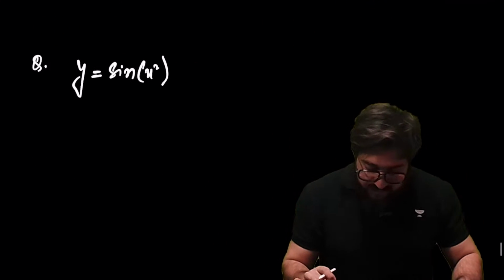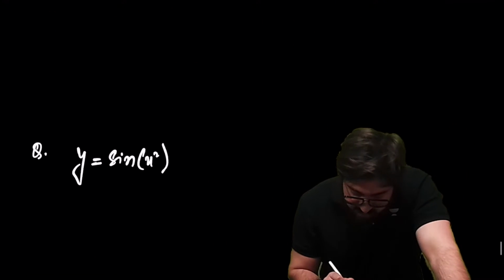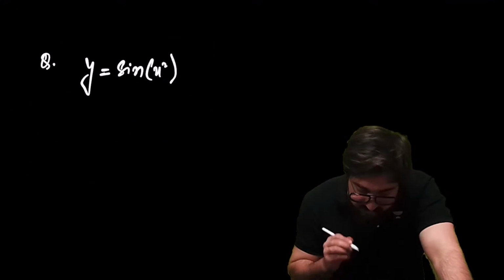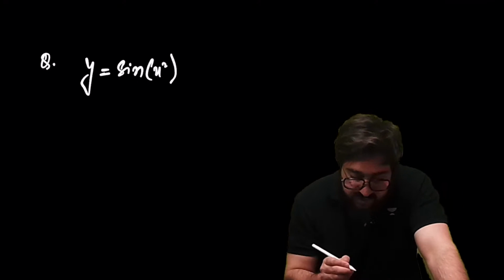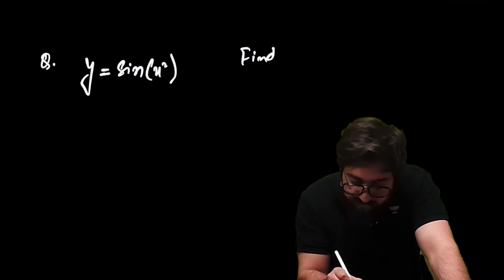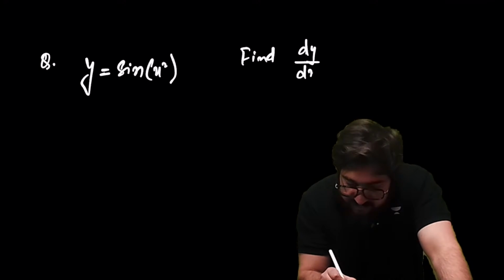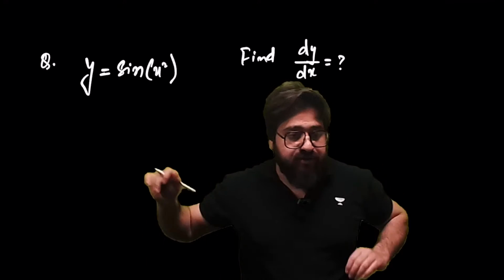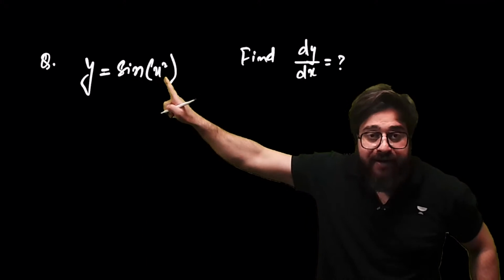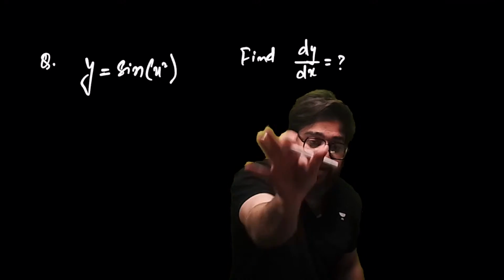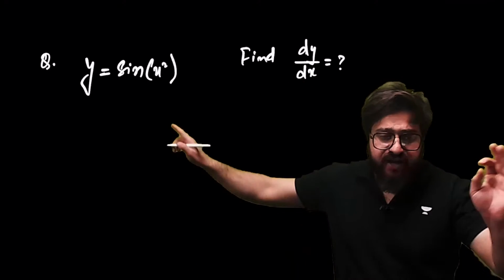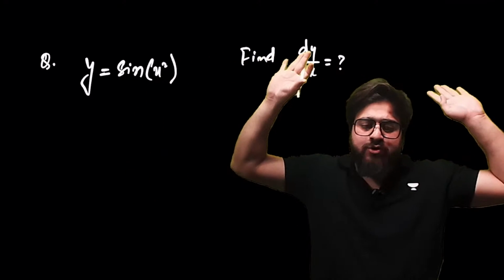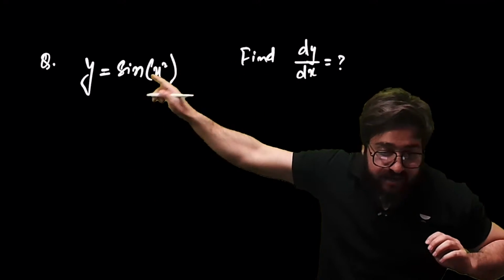What does that mean? Let's suppose you have got an equation, and you have to differentiate it. Find dy divided by dx. Let me show you how you differentiate this equation. What is this? This is sine of x square. It is not sine of x, it is sine of x square. How do we differentiate? If it was sine x, we would have simply said differentiation of sine x is cos x. But it is sine of x square.